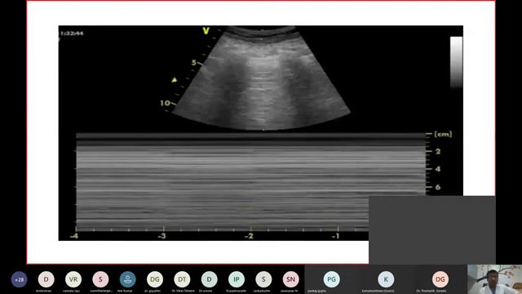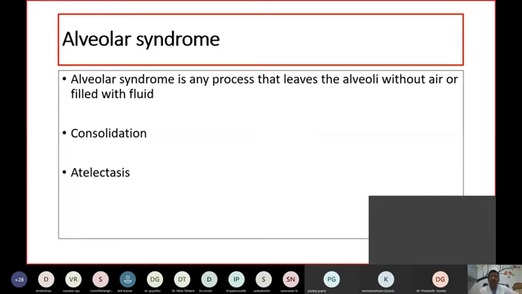So alveolar syndrome is nothing but whenever your alveoli are pathologic, meaning either they are filled with fluid, they are collapsed, they are without any air, or there is inflammation. In that condition, what we call it is an alveolar syndrome. So alveolar syndrome can be consolidation or it can be collapse or atelectasis. Even in newborns, RDS is alveolar syndrome, meconium aspiration is alveolar syndrome, BPD is alveolar syndrome. So it's a group of conditions.